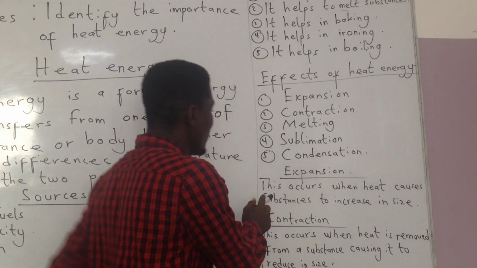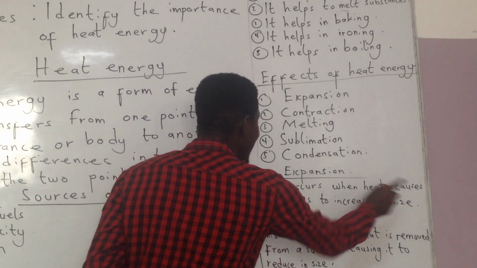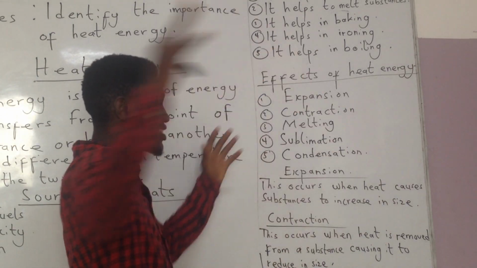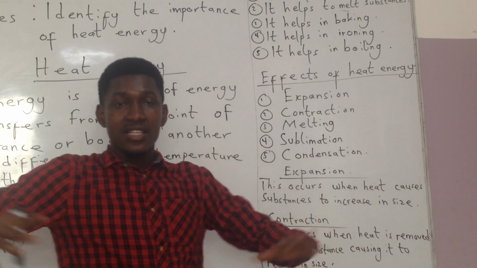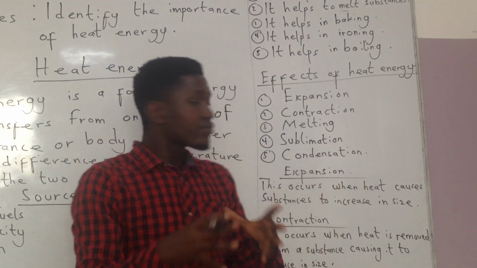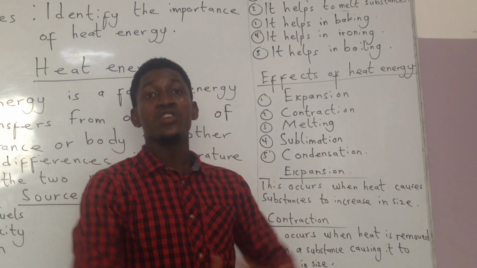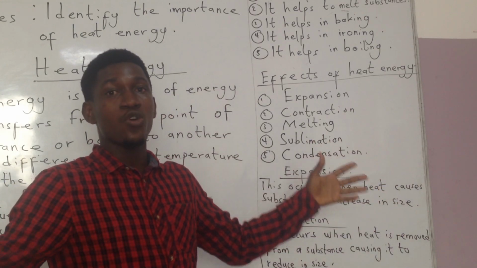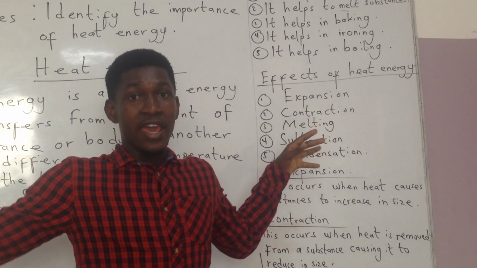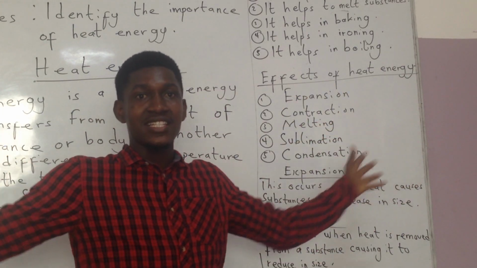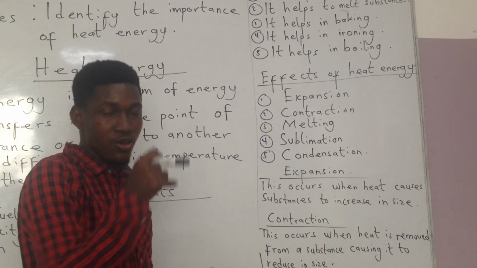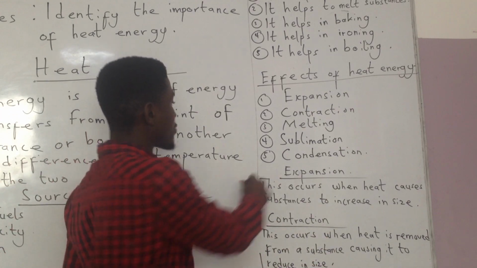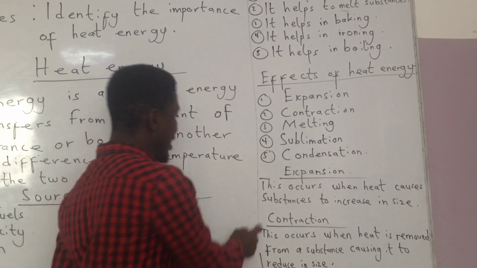Expansion occurs when heat causes a substance to increase in size. Okay, it will expand, increase in size. So when heat causes a substance to increase in size, we will say it has expanded. It has become bigger. So expansion is one of the effects of heat energy.